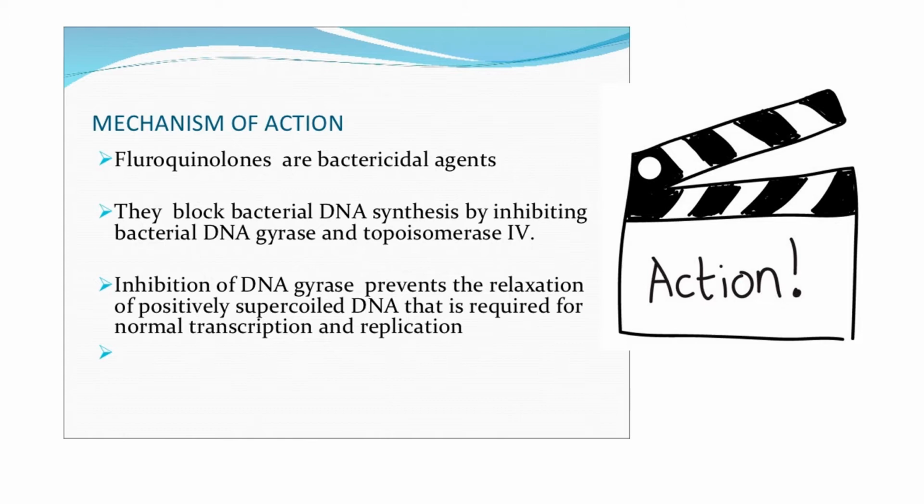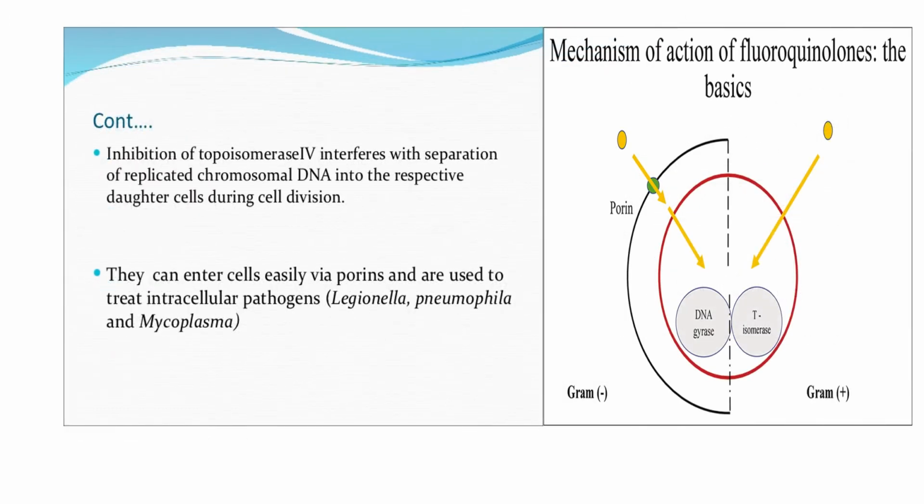Now, if you look into the function of each enzyme, inhibition of DNA gyrase will prevent the relaxation of positively supercoiled DNA, which is required for normal transcription and replication. While inhibition of topoisomerase 4 will interfere with cell division, and thereby interfere with the separation of the replicated chromosomal DNA. And finally, there is inhibition of replication of bacterial DNA. As a result, the bacteria die off. This is what will happen with fluoroquinolones.